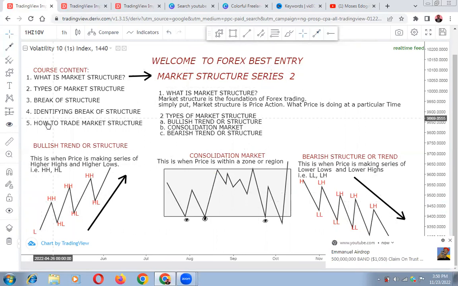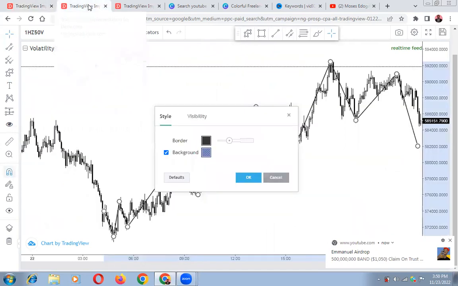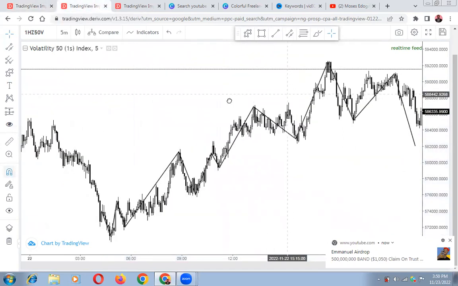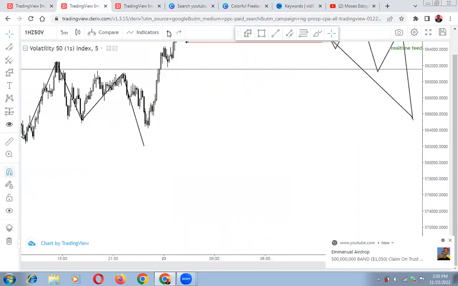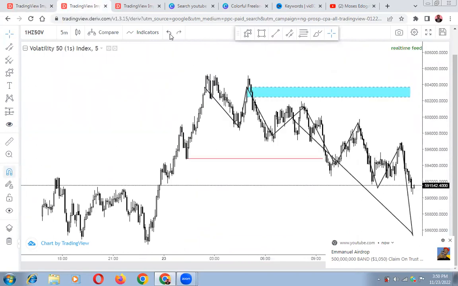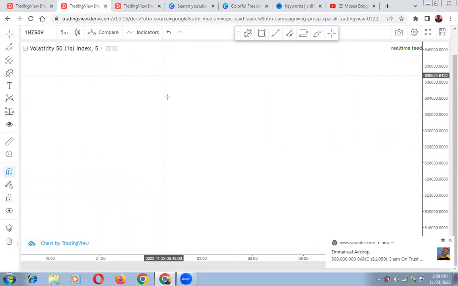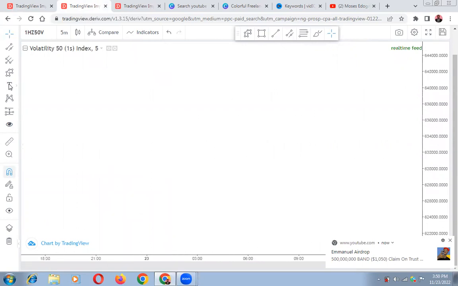All right, let's go to number 3. I wouldn't want to delete this, so let me go to a new page. We'll be talking about break of structure. What is a break of structure? Let's talk about a break of structure.